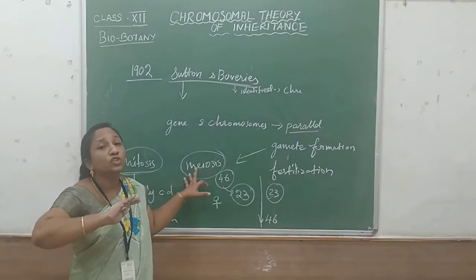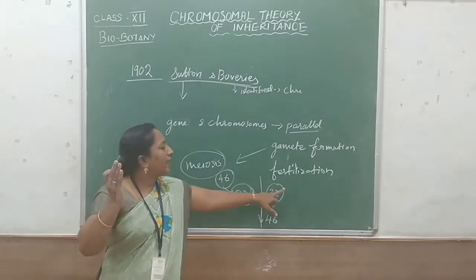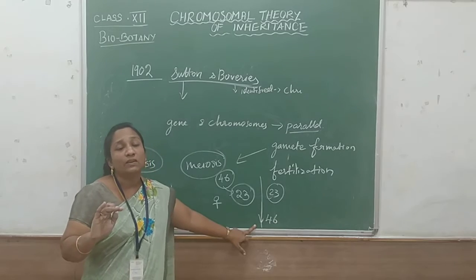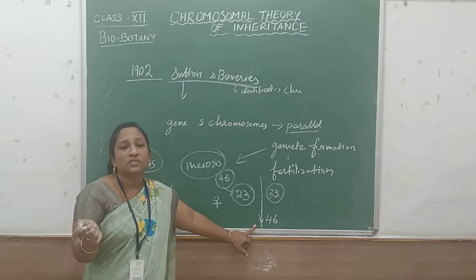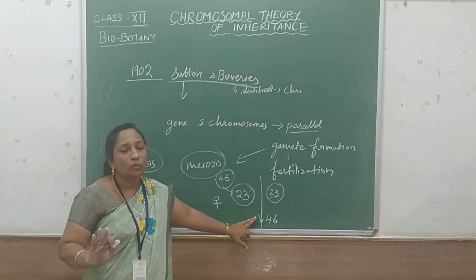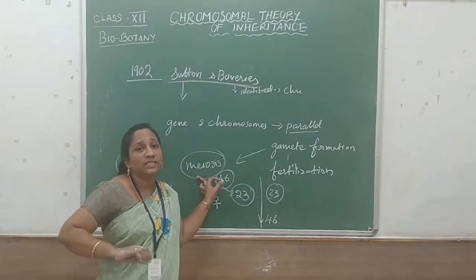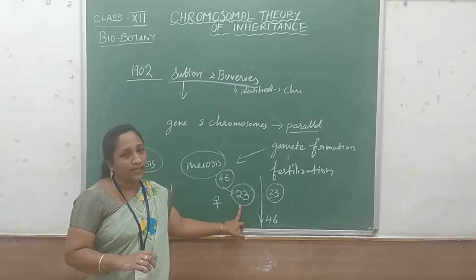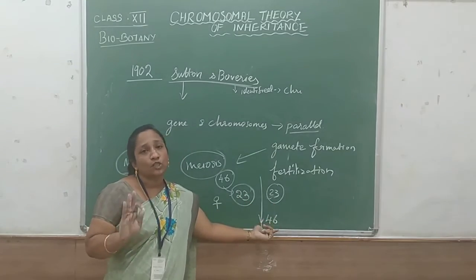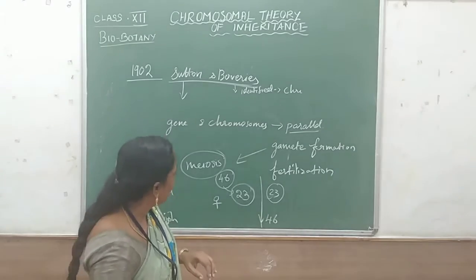Otherwise, if meiosis does not happen, 46 will remain 46. Again mother and father are 46, and then the new progeny would have 46 plus 46. How much? 92. So it would be some other species. It won't be a human being. Because of this reason, meiosis cell division takes place in the gamete cell and reduces 46 into 23. Then during fusion of male and female gametes, it maintains the 46 chromosomes in human beings. It is the same in all plants and animals. Is it clear up to this point, children?